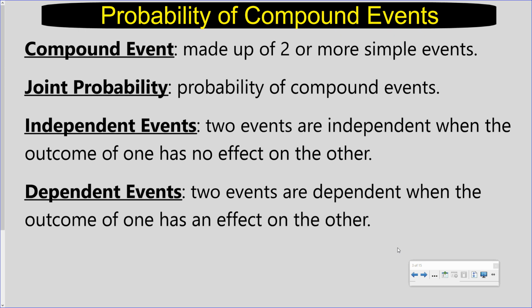Okay, so a compound event is made up of 2 or more simple events. Joint probability is the probability of compound events happening. So the probability of having a boy and then a girl together. What's the probability that specific scenario occurs?